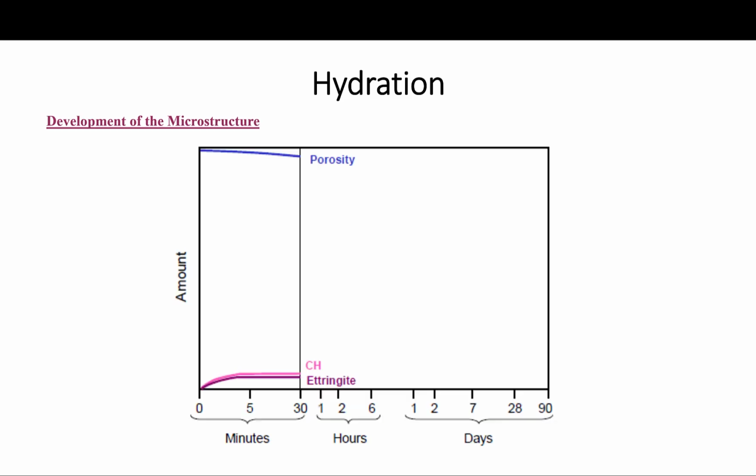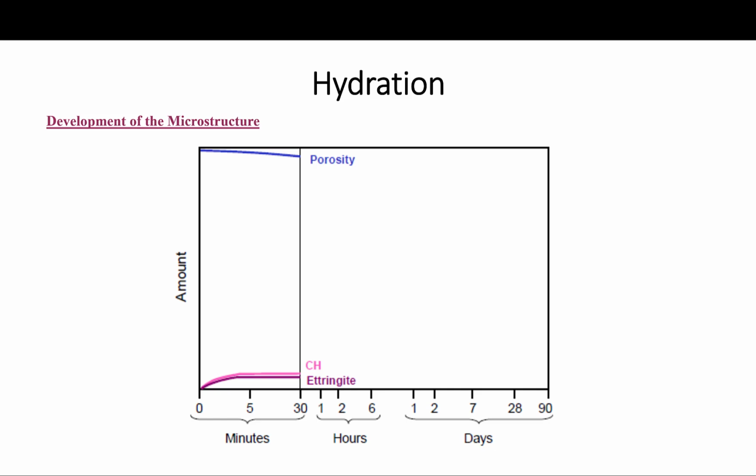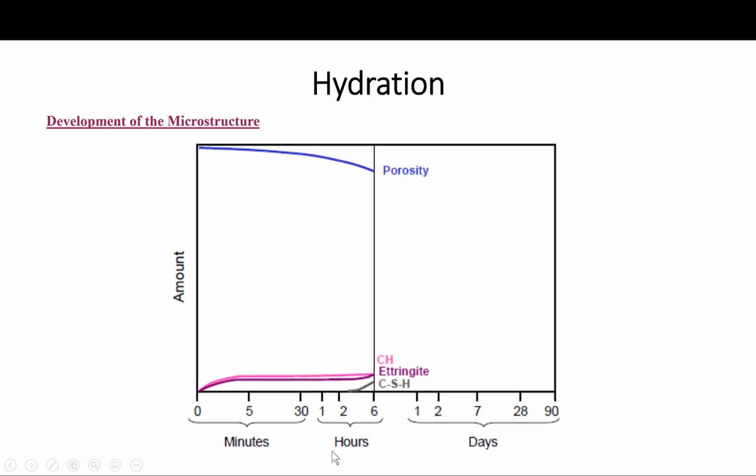So as you can see, this is at 0 minutes. This one at 30 minutes. You could see what happened. The porosity starts to go down. We have the first hydration products, calcium hydroxide and the ettringite. Then at 6 hours, the calcium silicate hydrate is there, ettringite is still there, calcium hydroxide also still there, and the porosity is increasing because the space occupied by water now is beginning to be occupied by the hydration products.